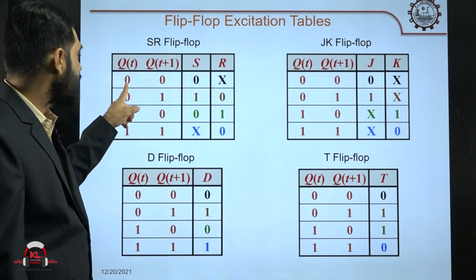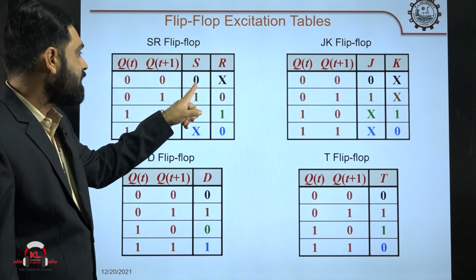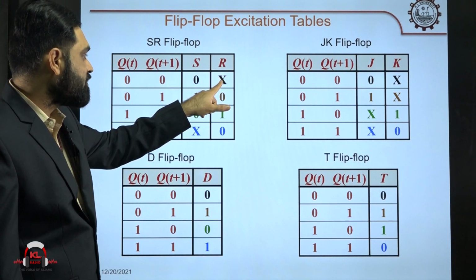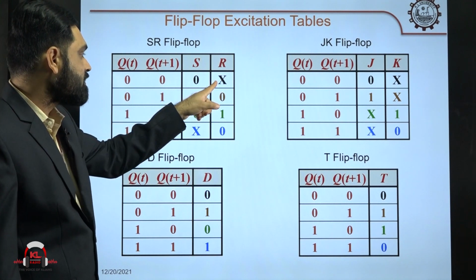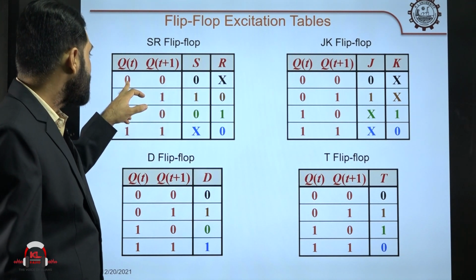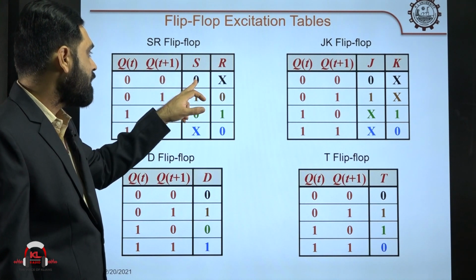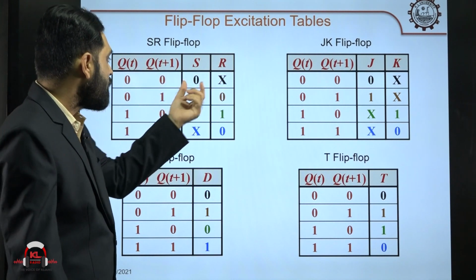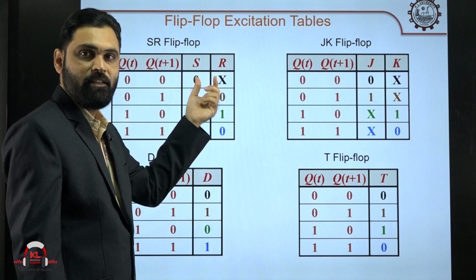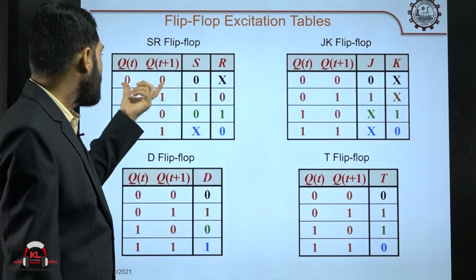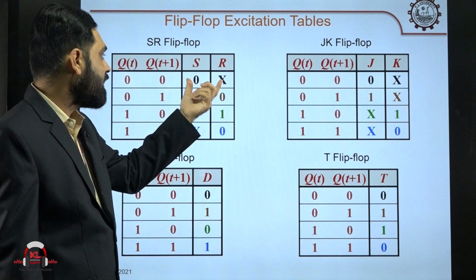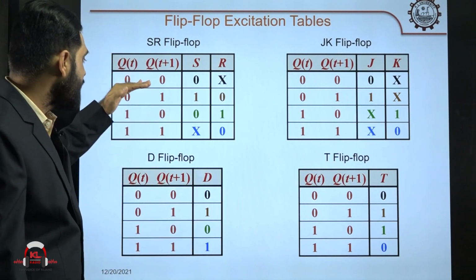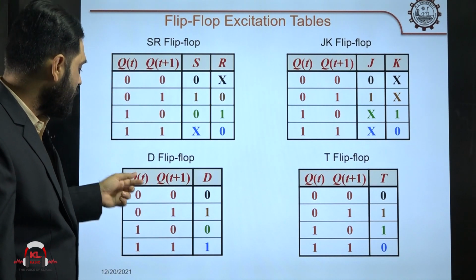If present output is 0 and next output is also 0, in that case the S and R values for SR flip flop will be 0x. That means, in the place of x if you put 0, present value 0, next value 0, this comes under no change case. And present value 0, next value 0, when else will it happen? When SR inputs are 0, 1, that case also it will happen. So, when inputs of SR flip flop are 0, 1, in that case output is 0. That is why when present output is 0, next output is 0, the inputs of the SR will be 0x, x may be 0, x may be 1. Similarly, the remaining cases are given for SR flip flop.